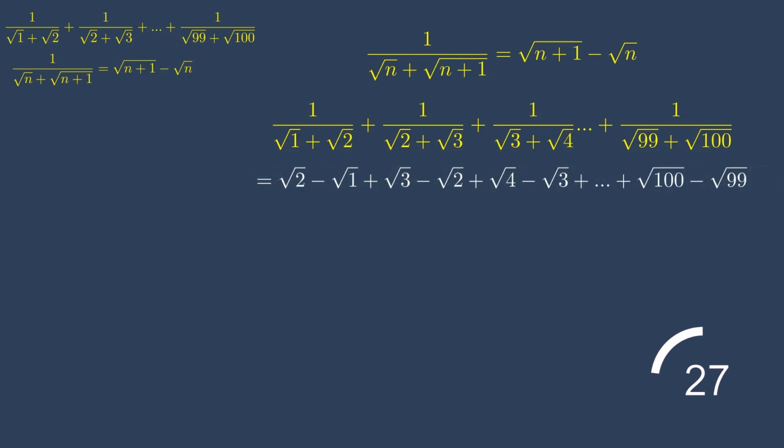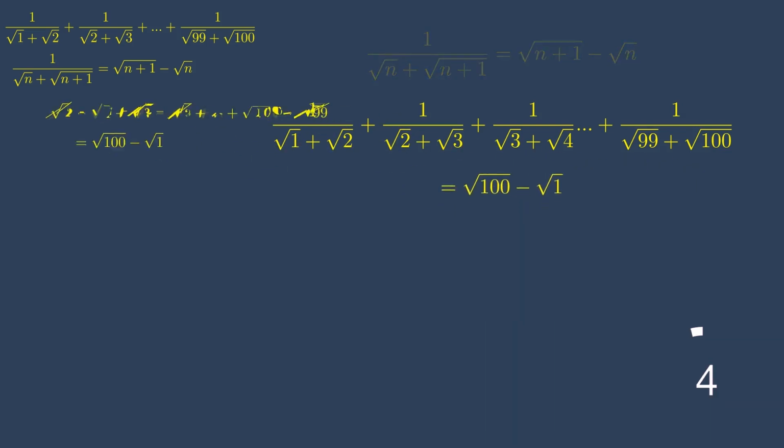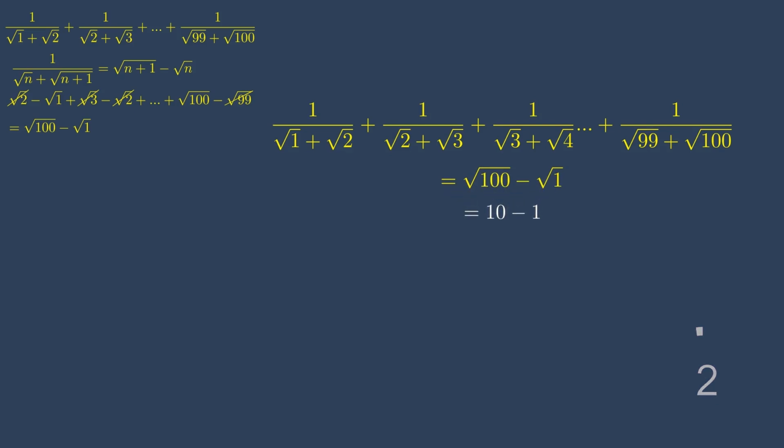The next step is super satisfying. Notice how root 2 cancels out in this expression, so does root 3 and root 4. Using this trick, we are able to cancel out all terms from root 2 to root 99, leaving us with negative root 1 plus root 100, or just root 100 minus root 1. This equals 10 minus 1, which is just 9, and that's our answer.